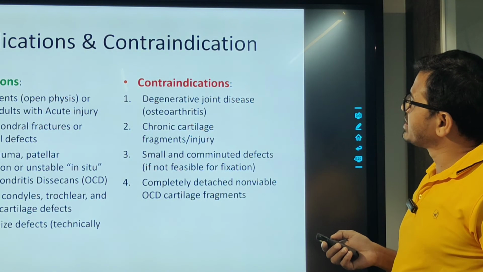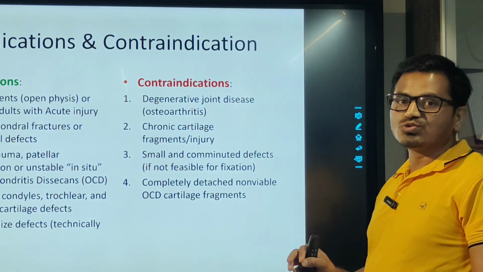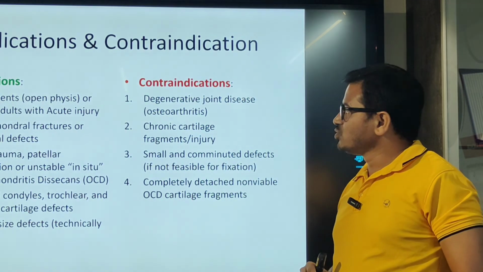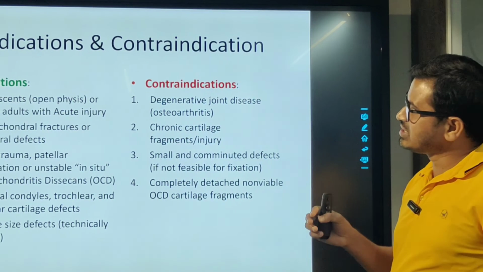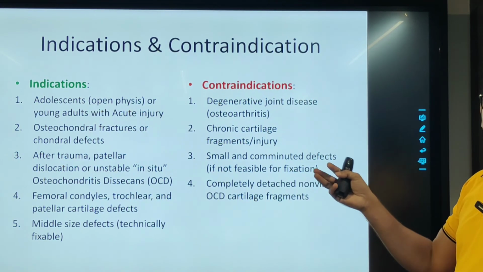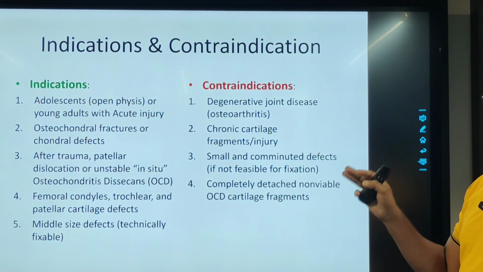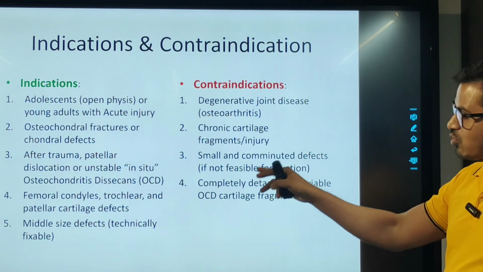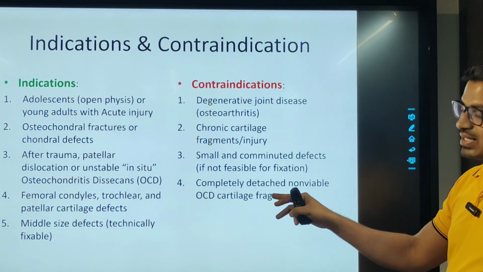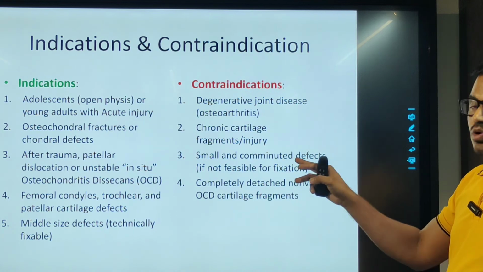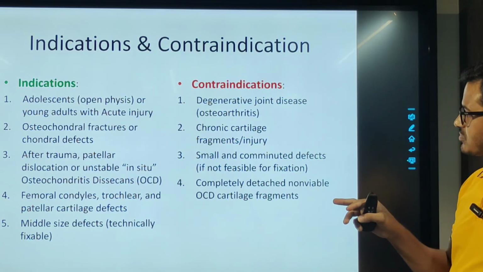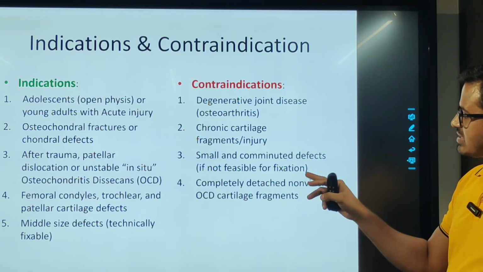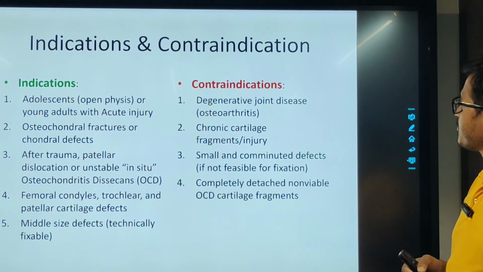So now let us discuss indications and contraindications. It is very crucial to have the right indication for this procedure. We have already discussed that it is indicated in adolescents. It is more prevalent in adolescents and young adults with high physical activity, and in osteochondral fractures of the femoral condyle, trochlea, patellar cartilage defect, and osteochondritis dissecans also. And usually we fix only middle-sized defects and large fragments.